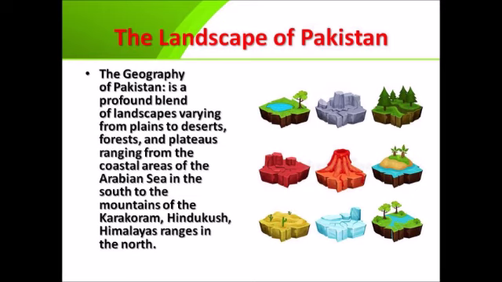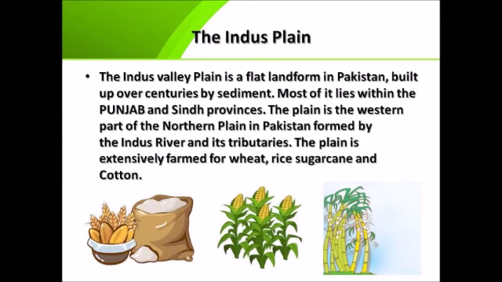The geography of Pakistan is a profound blend of landscapes, varying from plains to desert, forests, and plateaus, ranging from the coastal areas of the Arabian Sea in the south to the mountains of the Karakoram, Hindu Kush, and Himalayas ranges in the north. The Indus Plain. The Indus Valley Plain is a flat landform in Pakistan, built up over centuries by sediments. Most of it lies within the Punjab and Sindh provinces.